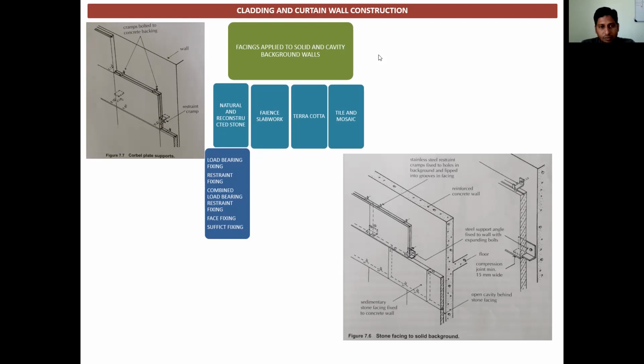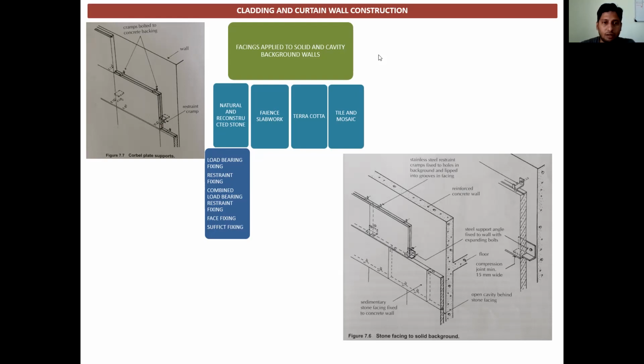So load bearing fixing, restraint fixing, combined load bearing and restraint fixing, face fixing and soffit fixing are the common methods used. In modern construction techniques, those methods will be different. But for natural stones, this kind of faience work, terracotta work and the mosaic work, which is a very common feature in the central region, these methods are used.